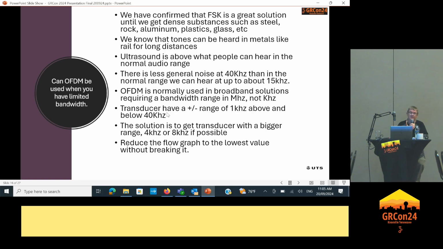And again, getting back to the transducers, the normal range for a normal ultrasonic transducer is about 1 kilohertz above or below the actual spectrum, the 40 kilohertz, and it's just a design thing within the transducer itself. So you can't take it apart. There's no filtering or anything like that. So the solution was to try and get transducers with a bigger range, and that's what I did. I wanted transducers that had maybe 4 or 5 or maybe 8 kilohertz, but I managed to get one that had 3 or 4, and that was just enough to actually run the flow graph without breaking it.